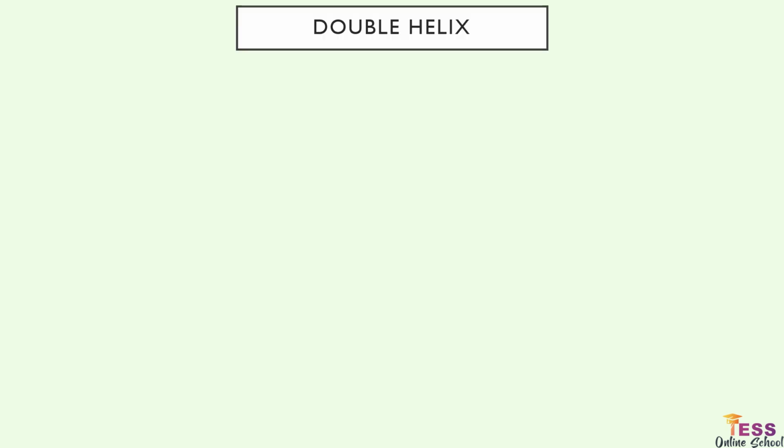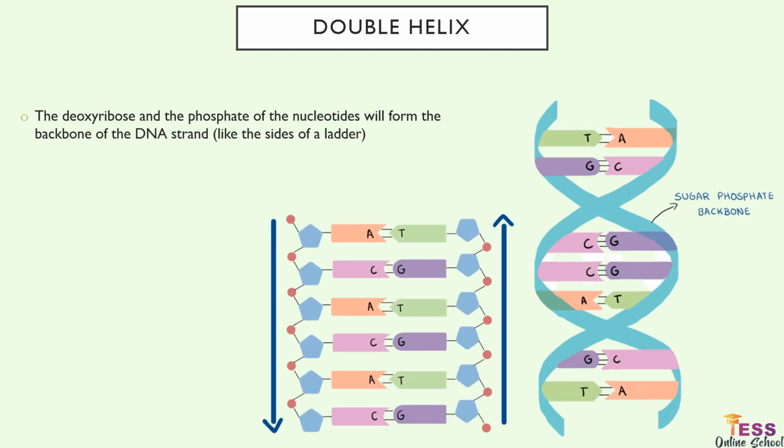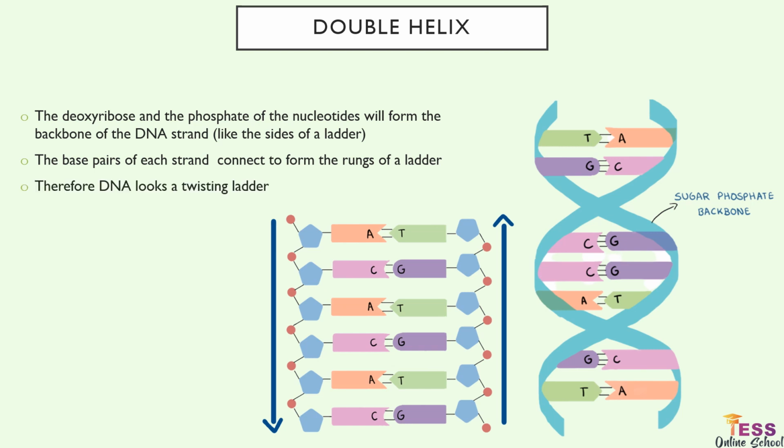We have mentioned the double helix, but what is it really? The deoxyribose sugar and the phosphate group form the backbone of the DNA sequence, as seen in the diagram, and act almost like the backbone of a ladder. The base pairs with the hydrogen bonds between them act like the rungs of a ladder. It joins to form a twisting ladder, which is scientifically called the double helix.